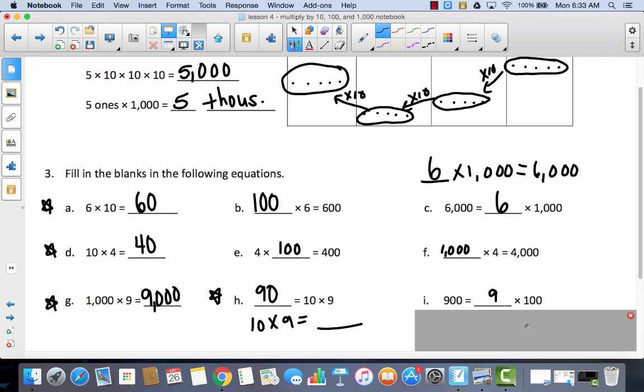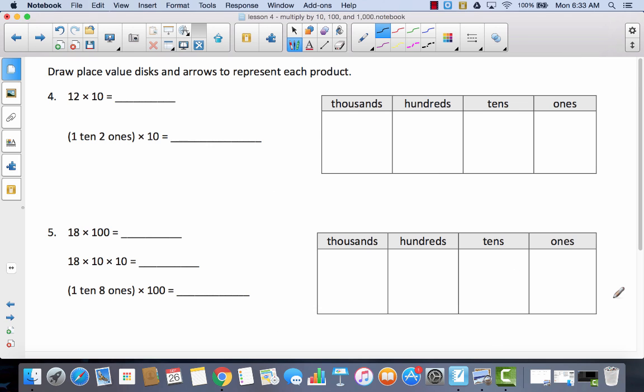And then for I had 9 hundreds, so I knew that I had to start with 9 ones and multiply them times 100 to end up with 9 hundredths. All right, let's look on the back. So now we're going to do things a little bit differently. We have a 2-digit number.